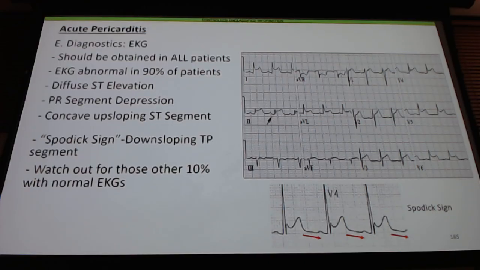For EKG, you're going to have the typical EKG findings of acute pericarditis. So you're going to have diffuse ST elevations, PR segment depressions, and this concave upsloping of the ST segment, so that those elevated ST segments have this concave kind of appearance to them. And Spodick's sign can also be seen. And 90% of patients who have pericarditis are going to have an abnormal EKG with these findings.